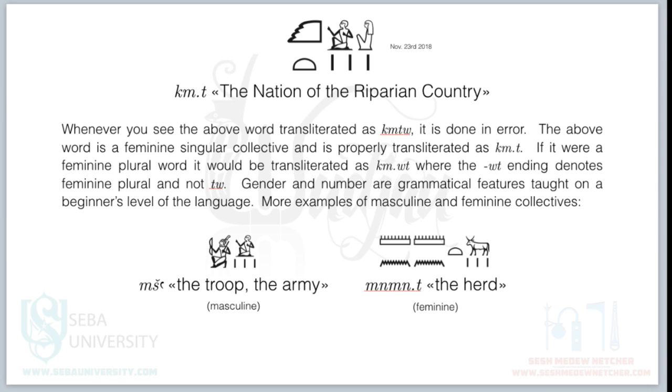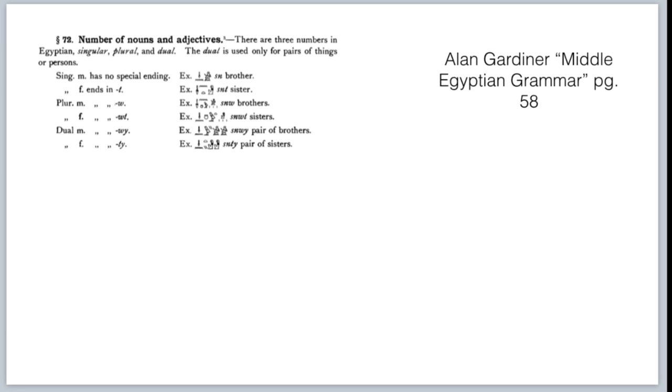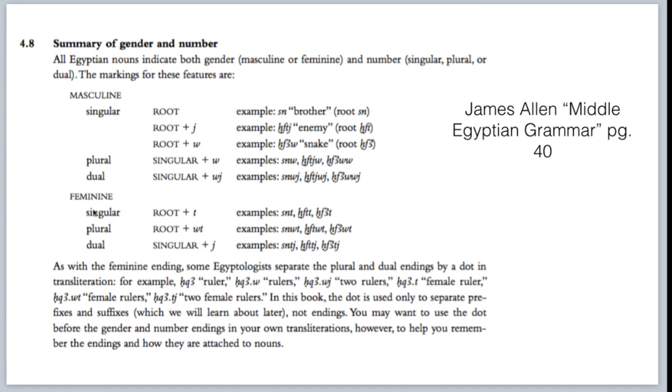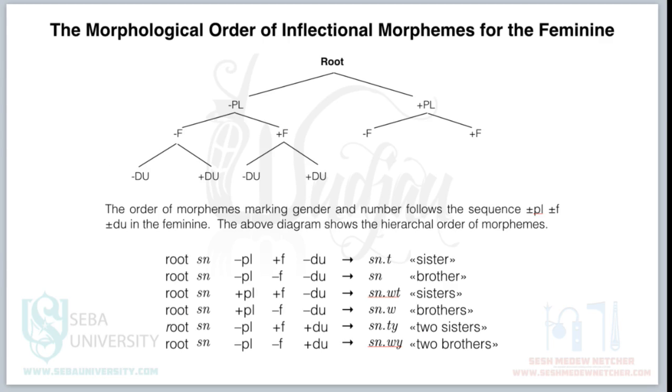So I have shown that all of these scholars are in agreement, regardless of their race, for those people who like to use that logical fallacy. All right. So now remember what I said. Let's go back here. Notice that Gardiner discusses them in this order: singular, then plural, and then dual. Allen discussed it the same way: singular, then plural, and then dual. So why is that? And how do we know that this is true or not in terms of the W coming before? Well, this is the answer.